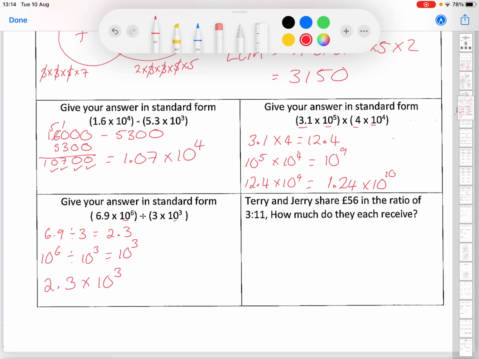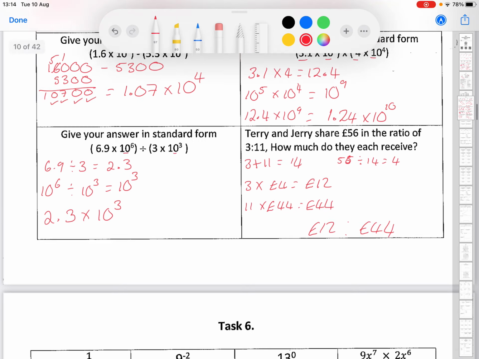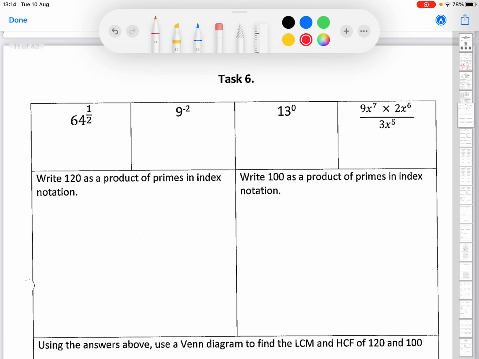Next one, Terry and Jerry share £56 in the ratio of 3 to 11. How much do they each receive? Step 1 is to add your ratio, so 3 add 11 is 14. If we share that 56 into 14 parts, we get £4. And then we need 3 parts. So if 1 part is £4, 3 parts is going to be £12, and 11 parts is going to be £44. So Terry receives £12 and Jerry receives £44. I know my pound signs look like E's, I apologise.